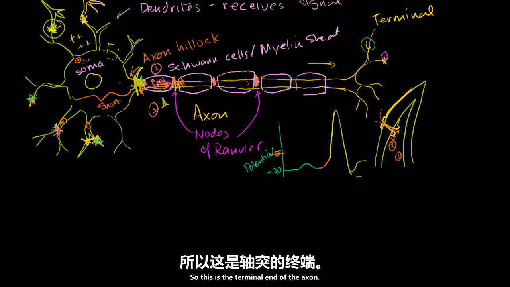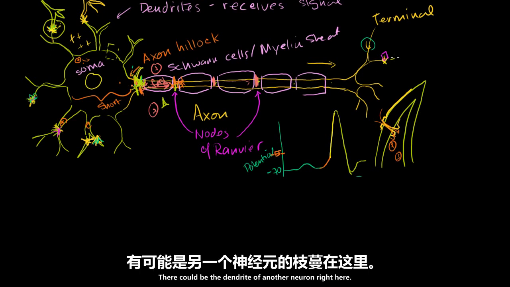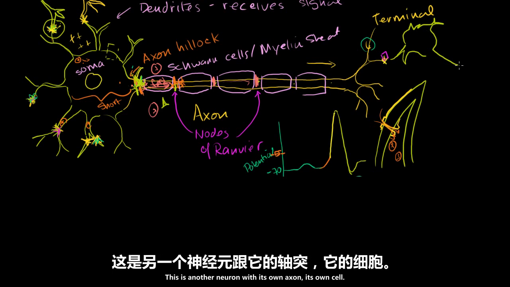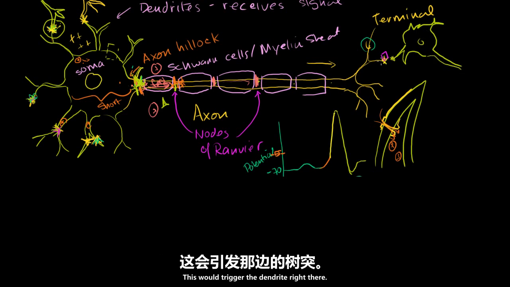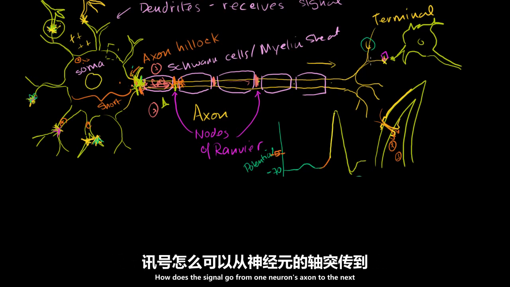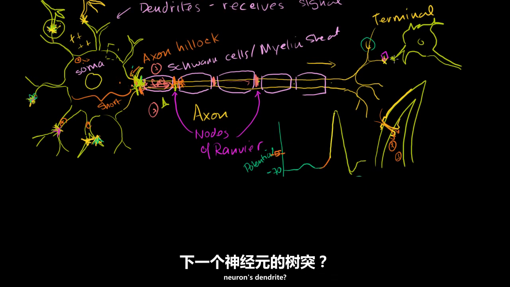So this is the terminal end of the axon. There could be the dendrite of another neuron right here. So this is another neuron right there. And I'm not drawing it that well, but I think you get the idea. This is another neuron with its own axon, its own cell. And so this would trigger the dendrite right there. So the question is, how does that happen? How does the signal go from one neuron's axon to the next neuron's dendrite?